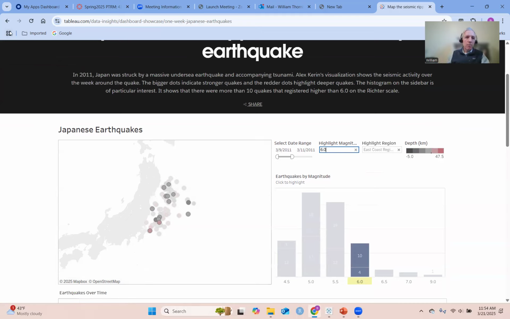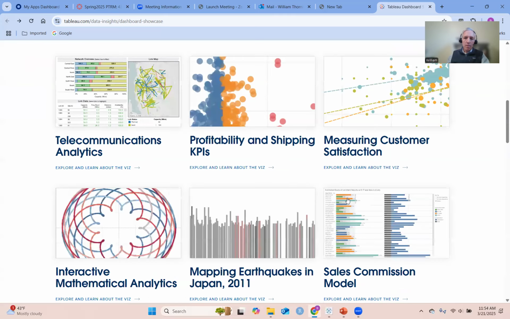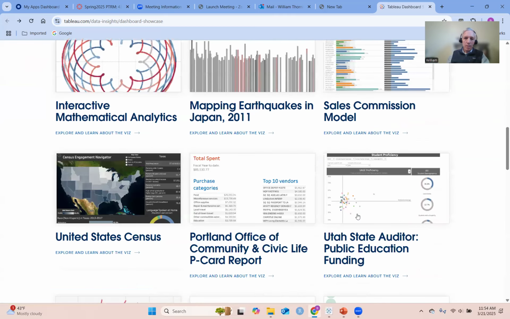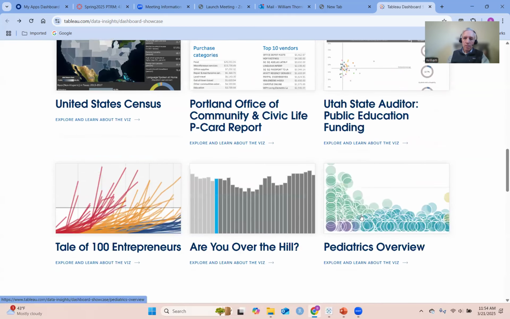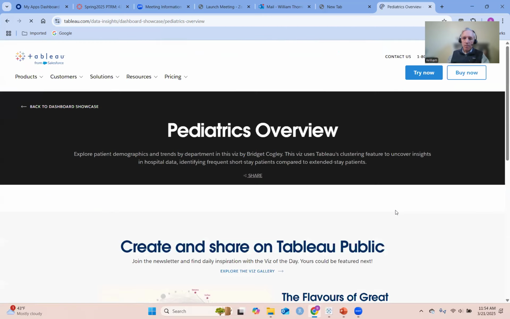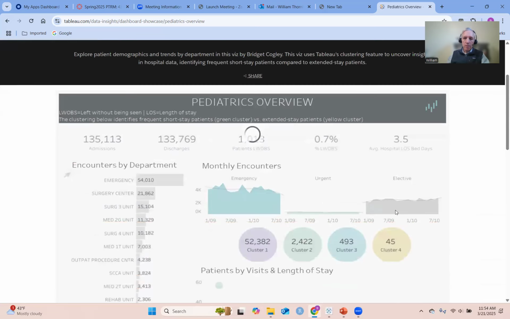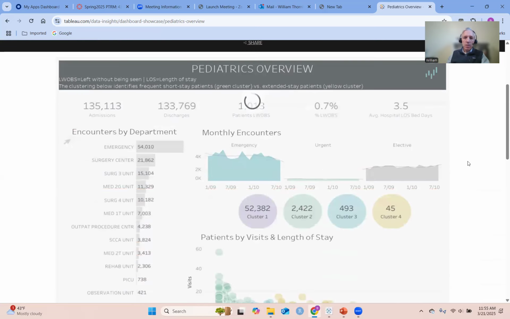Actually, let me just go back for a minute. Find one that has. Let's take a look at pediatrics overview. Okay, here's one. So you notice this has a bunch of different chart types on it. In general, if you're showing different data, you want to use a different chart type. So I'm going to commend the people who wrote this pediatric overview for that.